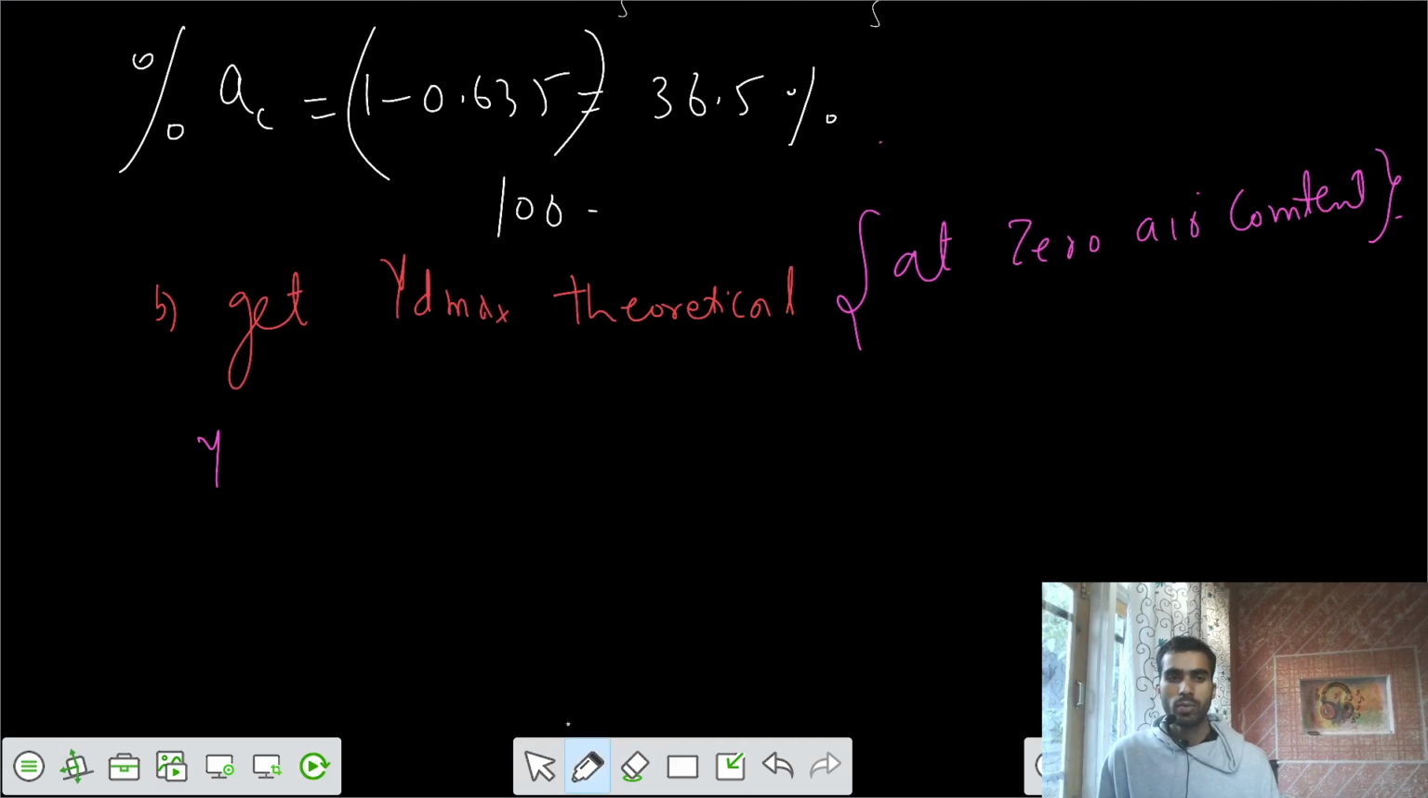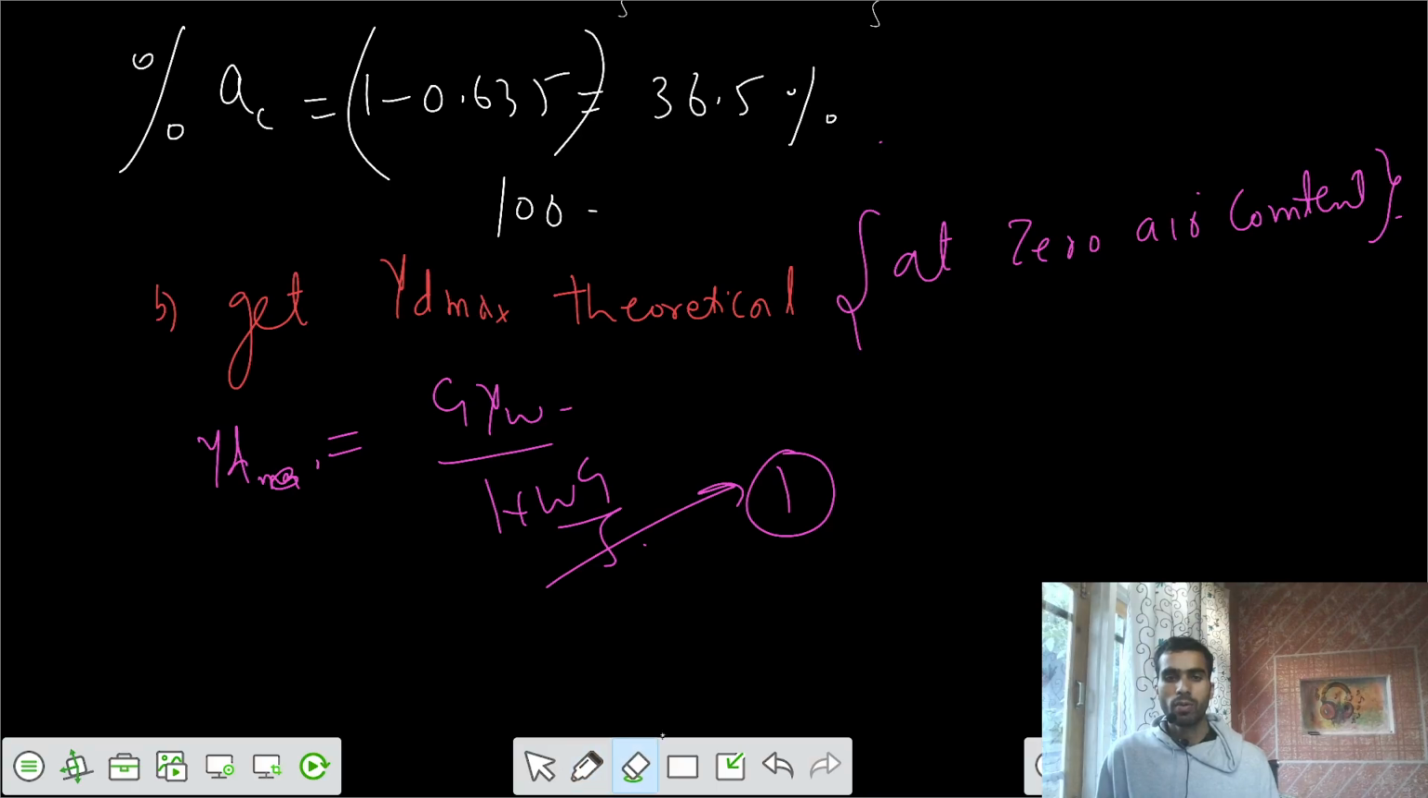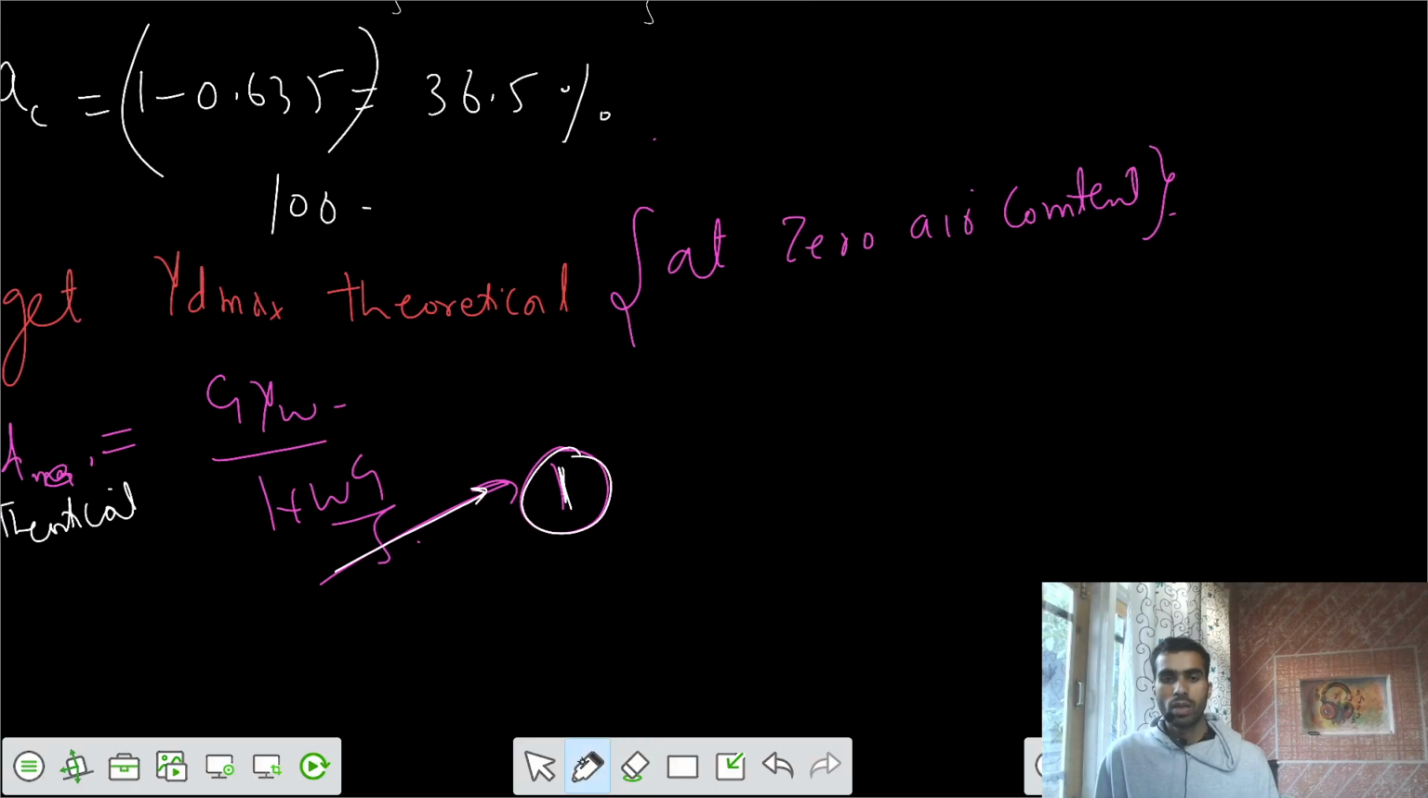So for gamma D to be maximum, your equation is G gamma W by 1 plus WG by S. For this to be maximum, your value of S should be 1. So the problem is saying that for gamma D to be maximum, and that's actually theoretical, your degree of saturation is 1 at that time. So let's substitute the values at the particular moisture content, where your value of W is at that moisture content.